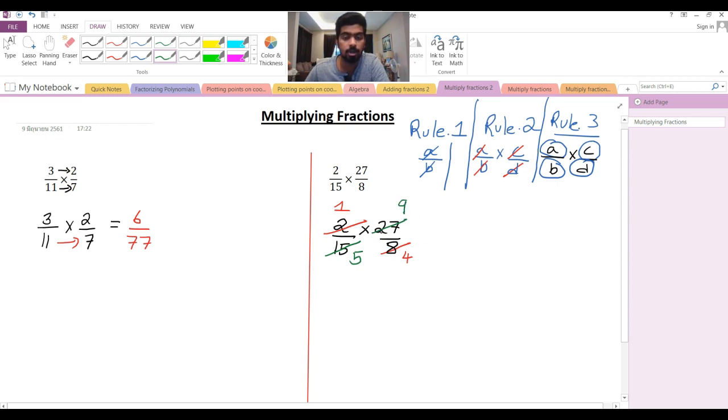So what did we do here? We simplified 27 and 15 by 3. Okay guys, now let us write the final answer. So what do we have here? Since we cannot simplify them anymore, we will multiply the numerator with numerator, and the denominator with the denominator. So we have 1 multiplied by 9 gives us 9 over 5 multiplied by 4 gives us 20.